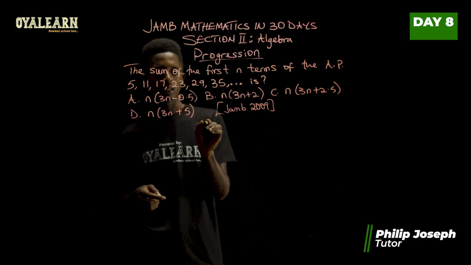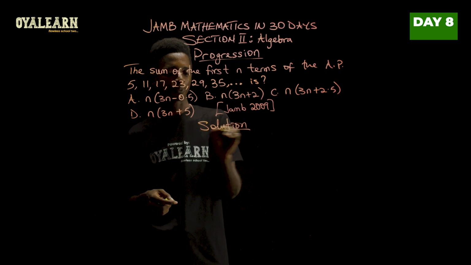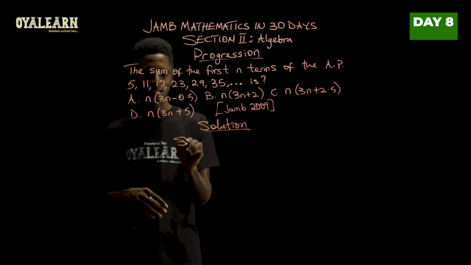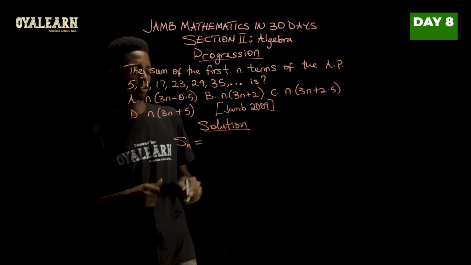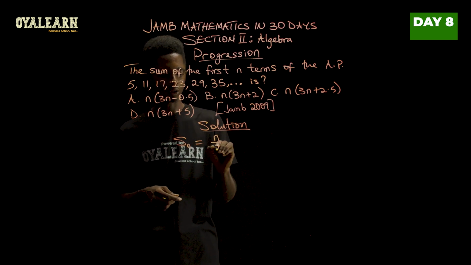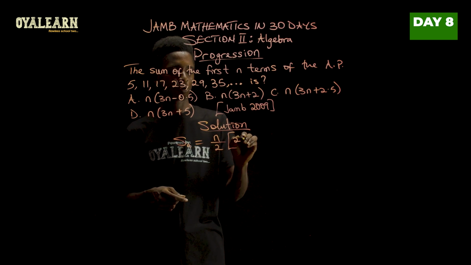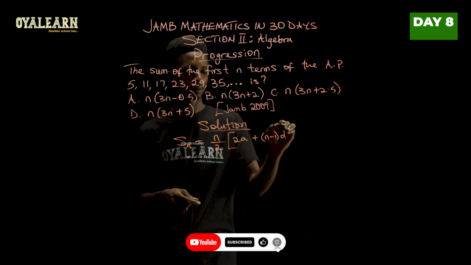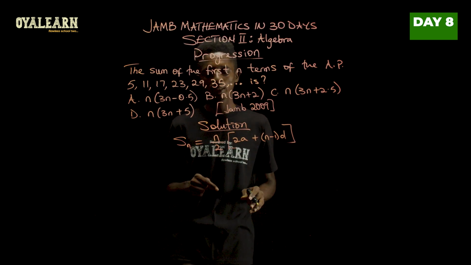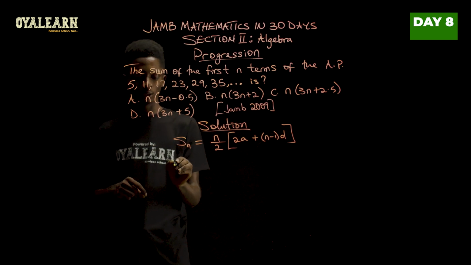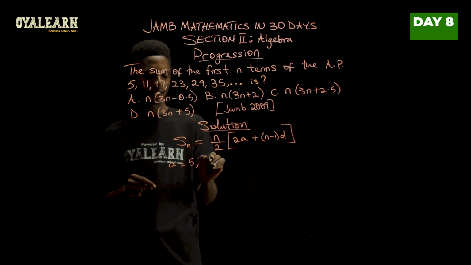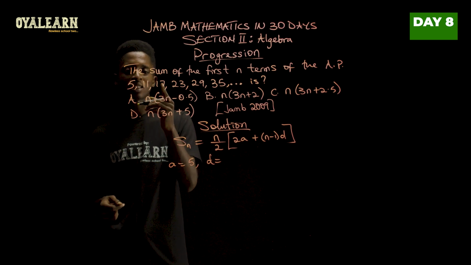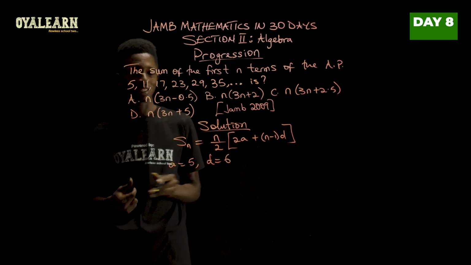Now in order to solve this, here are some things we need to establish. The formula for the sum of n terms in an AP is given as sum of n equals n over 2 into 2a plus n minus 1 d. Now, from this AP, the first term A is 5, and the common difference D is, when we find the difference, 11 minus 5 gives us 6, just as 17 minus 11 also gives us 6. So the common difference is 6.